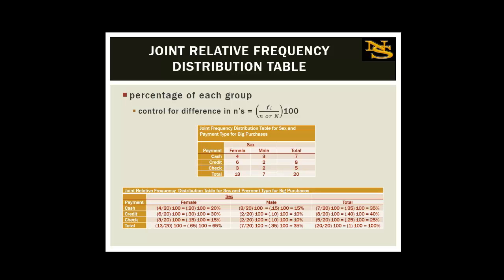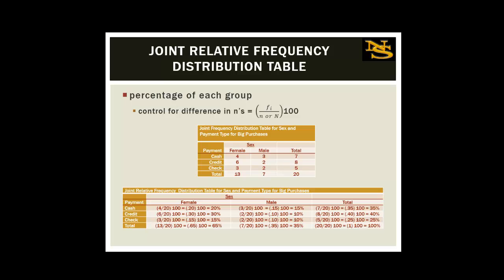So for this first cell down at the bottom, the females who paid with cash, you can look above in that table and you see that 4 females out of 20 total people in our sample paid with cash. So that gives us 0.20, 4 divided by 20, multiply that by 100, and you get 20%. Let's move on to the males who paid with cash. Looking above, we can see that 3 males paid with cash out of 20 total people in our sample. 3 divided by 20 is 0.15 times 100, 15%.